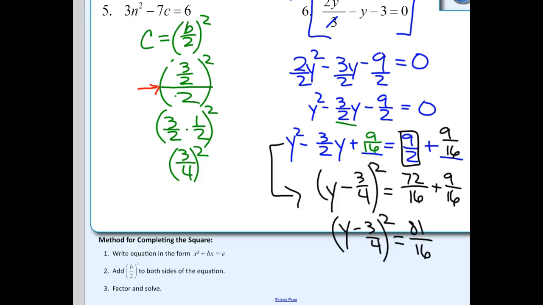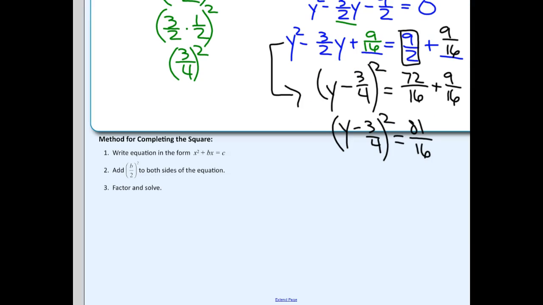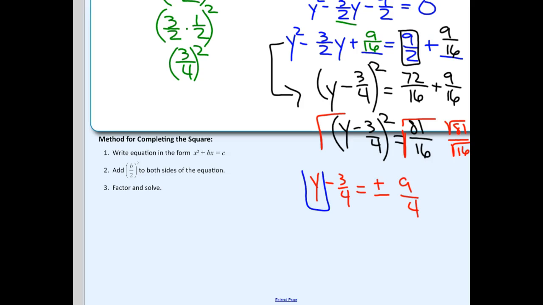So it looks kind of nasty there for a few minutes, but everything kind of worked out nicely because now we have perfect squares. All right, so we know we've got to take the square root of both sides. So we've got y minus 3/4 equals plus or minus. And again, both of these are perfect squares. So we're going to get this plus or minus 9/4. We've got one more move to get y. So y equals 3/4 plus or minus 9/4.